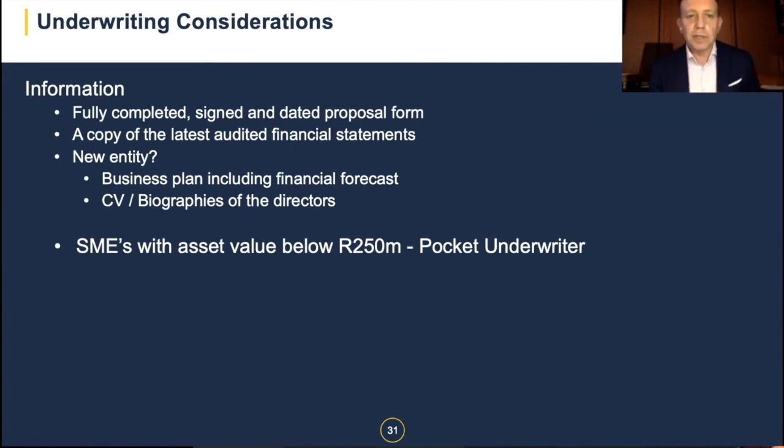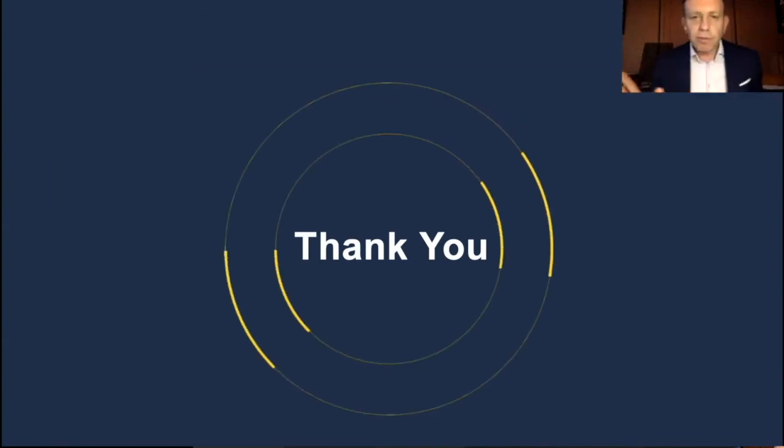That's generally where the business has an asset value below 250 million, and the limit that's being requested is below 20. Bigger businesses need to provide us with a proper proposal form and a copy of financial statements. If it's a new business, in other words, a startup, they won't have financials yet, but then we might ask to see the business plan, including their financial forecast, and we'd obviously want to see the CVs of the directors, just so we can get a feel for their experience level. That's actually the end of the slides.